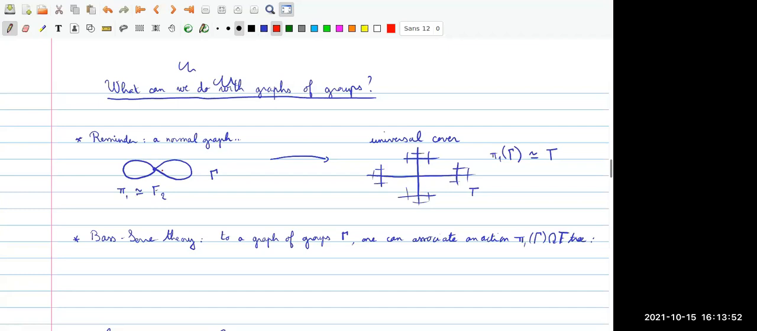And what does the action look like? For example, if I take a generator of my free group, it acts on the tree by translating the tree along an axis. So that's what happens when you take a normal graph. And then the action that you obtain here is free. So when you have a graph of groups, you can also associate a canonical action of the fundamental group on the tree. And the action has the following property. The first one is that the quotient by the action is the graph gamma, without the groups, like for a classical universal cover.